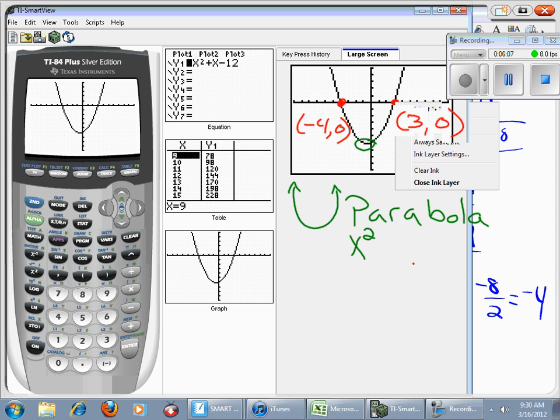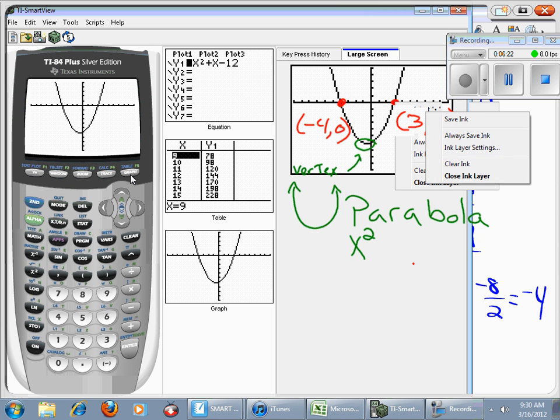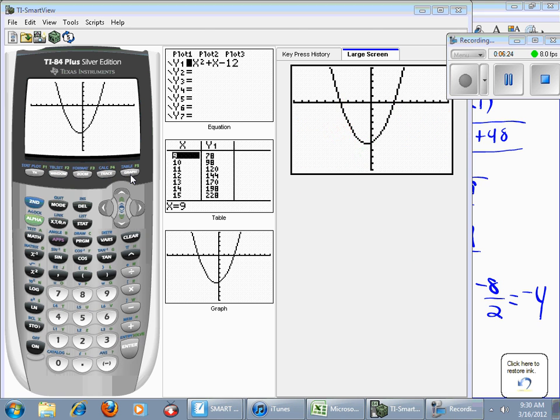Anyway, all right, if we could find this lowest point here, it's called a vertex. If we could find the lowest point, we'd be able to plot the two zeros, the vertex, and draw our U-shaped graph. It's really easy to do because I've got ink layer upon ink layer here.